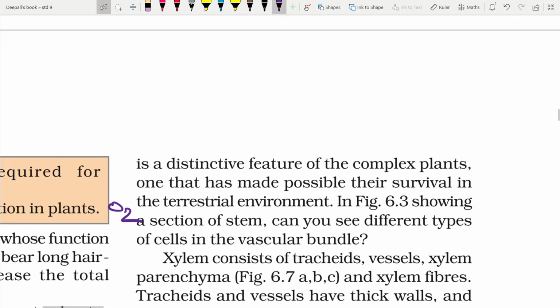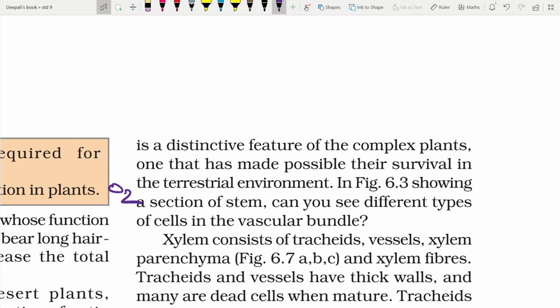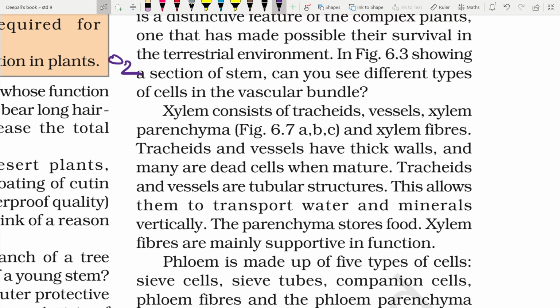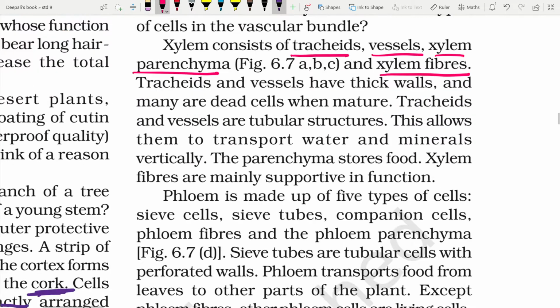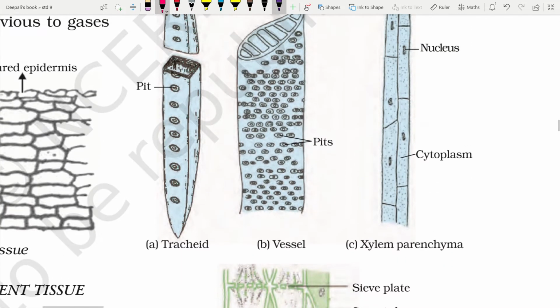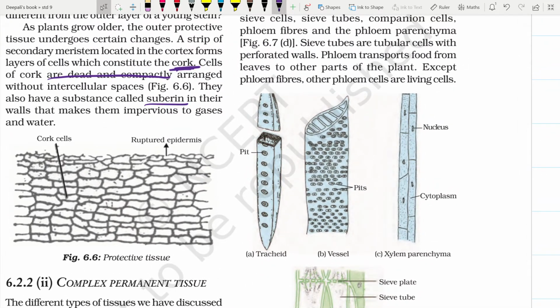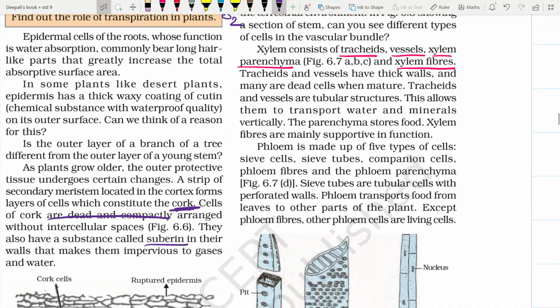It is a distinctive feature of complex plants that has made possible their survival in the terrestrial environment. Shown in the figure is a section of stem. Can you see the different types of cells in the vascular tissues? Xylem consists of tracheids, vessels, xylem parenchyma and xylem fibers. So these are the constituent parts of the xylem that you can observe here. You can see the structure and shape of these cells are different, and they combine and form the xylem tissues, and so they are called complex tissues.